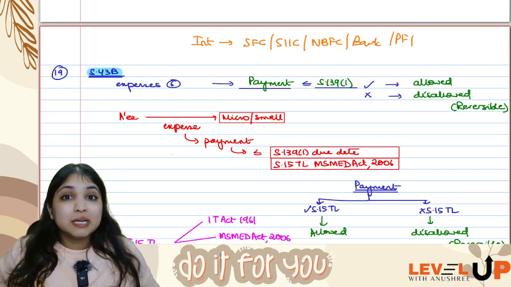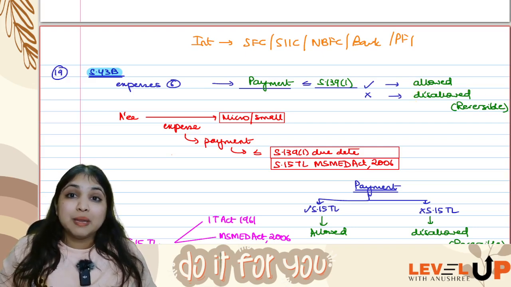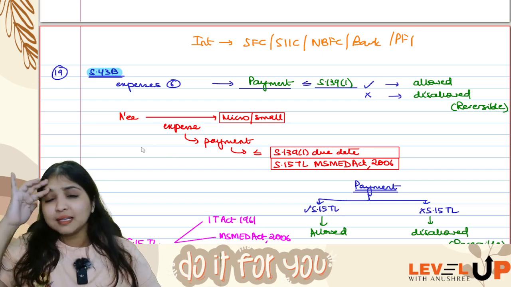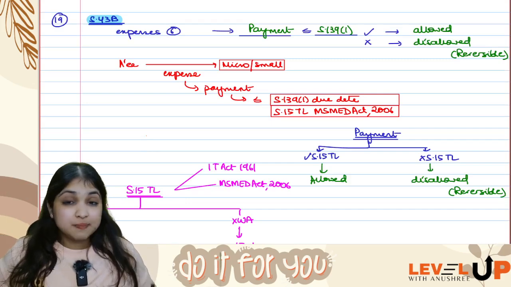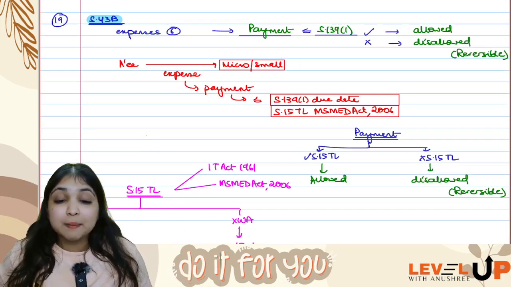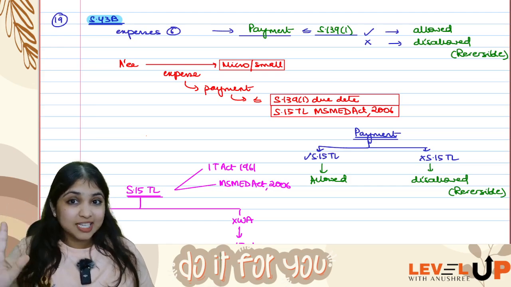If you don't make the payment within 139(1) due date, for now it will be disallowed, but later whenever you make the payment, it will be allowed again for you. This is fine, this is simple, this is straightforward. However, if the assessee is incurring an expense and the other party happens to be a micro entity or a small entity, medium or not, I don't care. Micro or small entity is where I care.